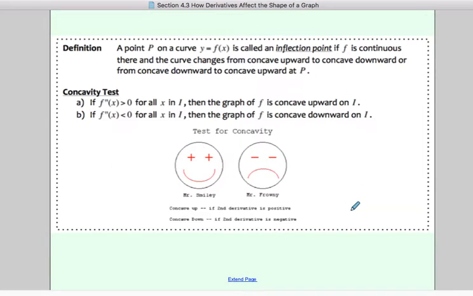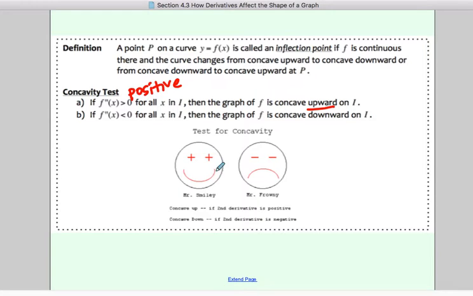So, definition: a point P on a curve is called an inflection point if f is continuous there and the curve changes from concave up to concave down or from concave down to concave up. Okay. The way you can check concavity is using your second derivative. If your second derivative is positive, then it is concave up.